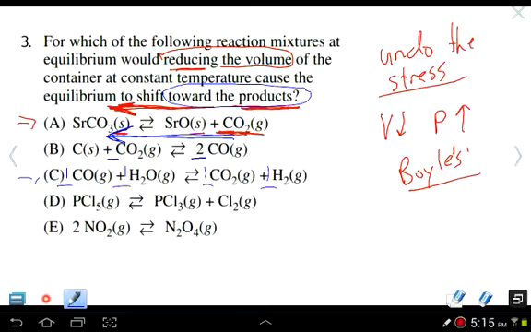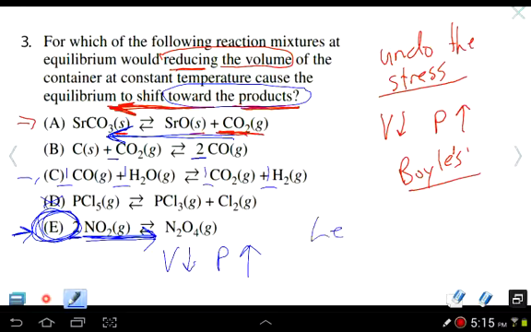But if we take a look, running down all the way to E, D is actually in the same boat, so that's out as well. Taking a look at E, we have more moles on the reactant side, which means if we lower the volume, the pressure goes up of the whole entire vessel, and for the system to reduce that pressure, it will have to get rid of gas, and it can do so by going to the product. So actually E is the answer. This was called Le Chatelier's principle.